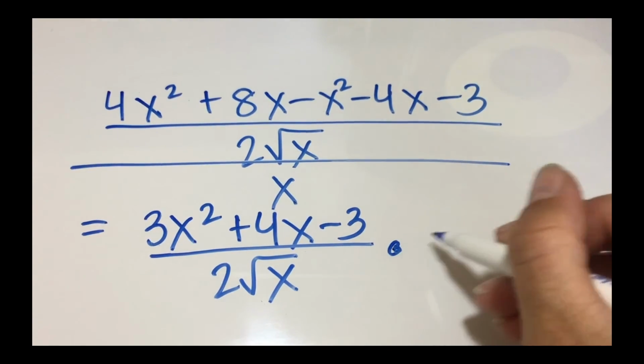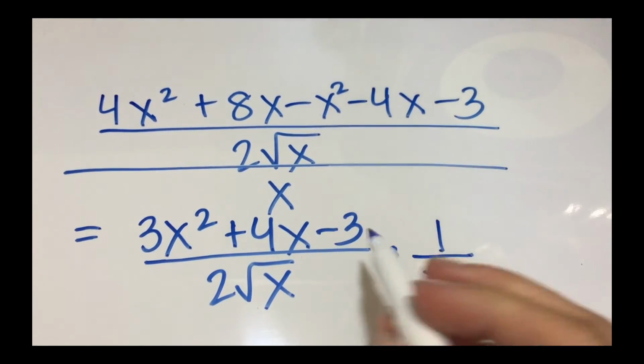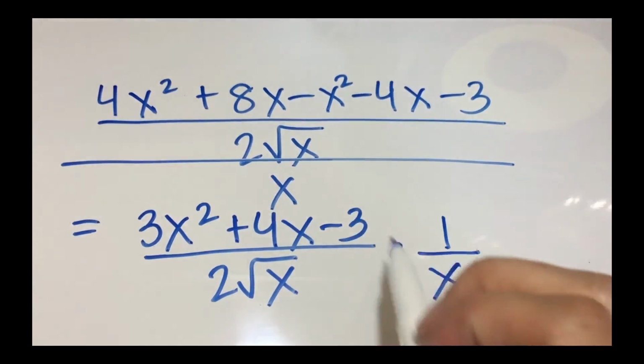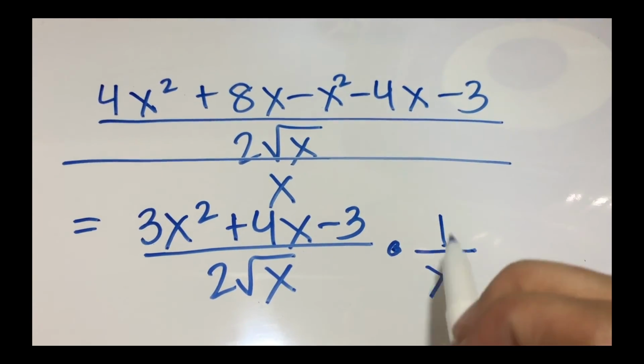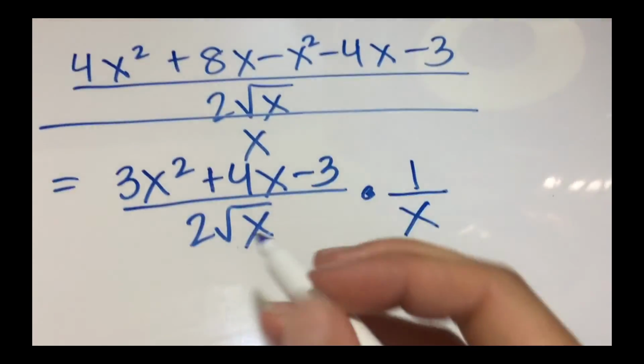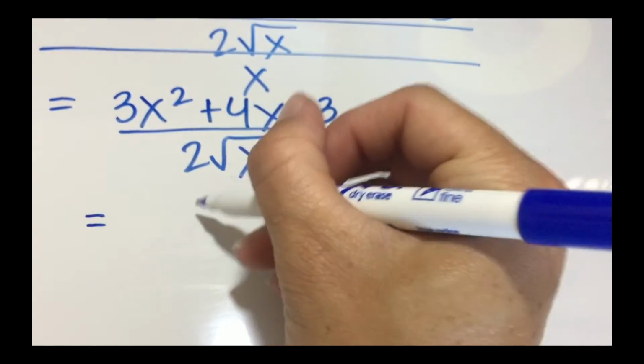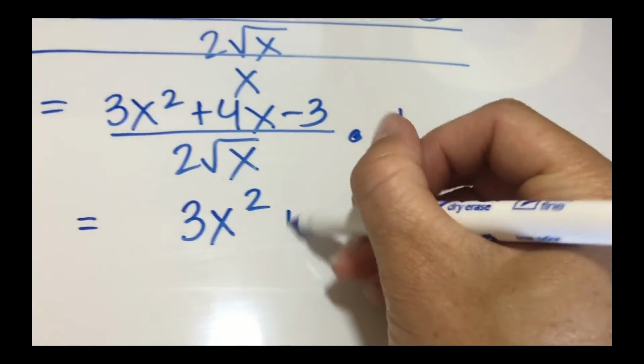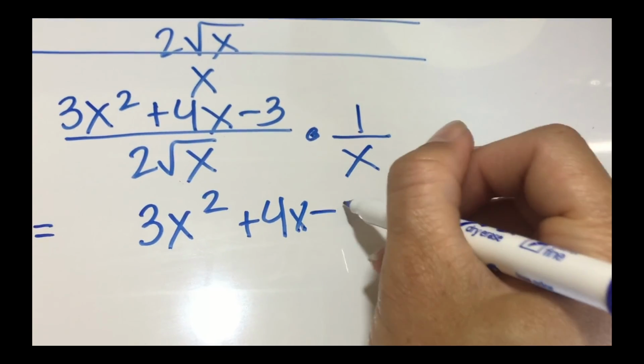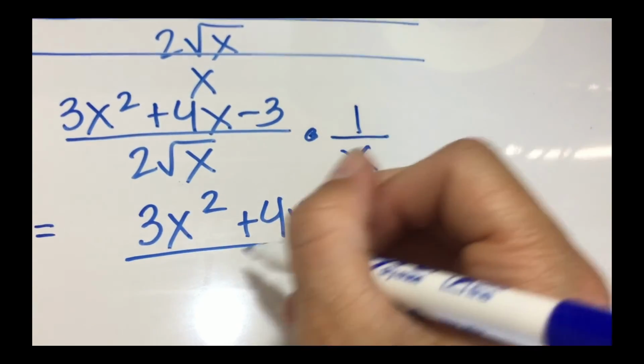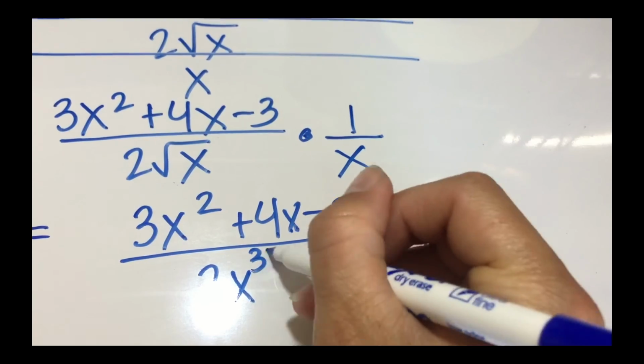And here I'm going to multiply by 1 over x, because division is the same as multiplying by 1 over that number. And then finally I will get 3x squared plus 4x minus 3 over 2 times x to the 3 over 2.